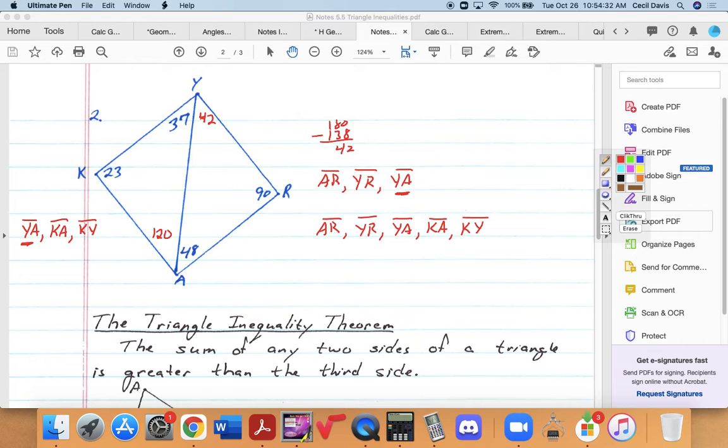So when you're doing this, do one triangle at a time. Don't try to do both at once. You'll get the wrong answer. Okay? All right, let's move on.